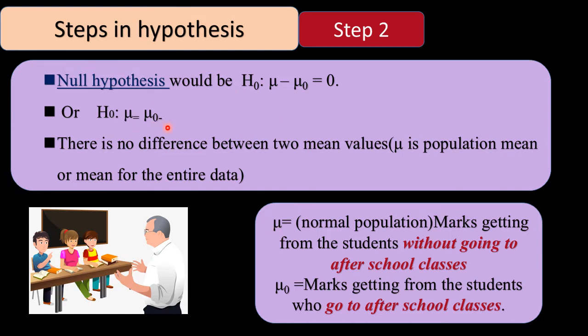Then we will set the null hypothesis: mu equals mu naught. Then there is no difference. Then we will take one example. Here you need to consider.